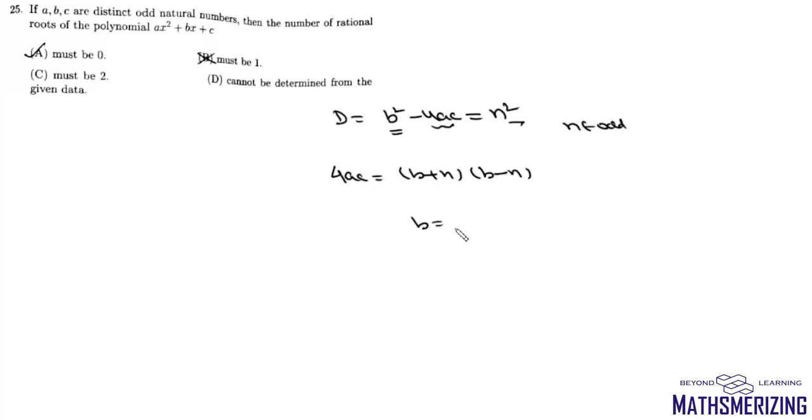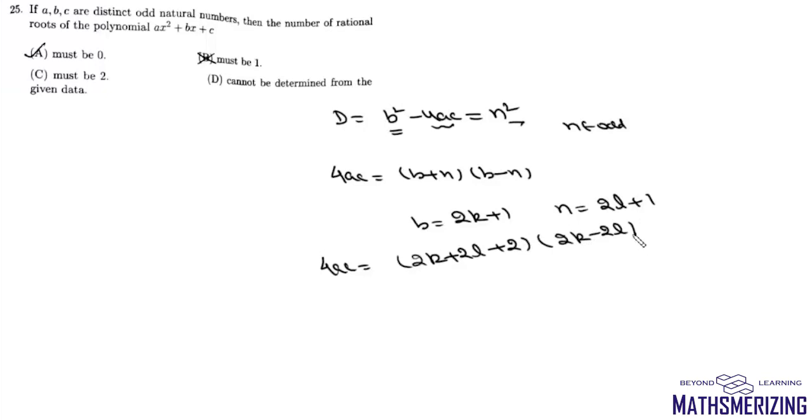Now let us say b is some 2k plus 1 and n is some 2l plus 1. Then we can write 4ac, and then b plus n will be 2k plus 2l plus 2, and b minus n will be 2k minus 2l. Now here 4 will cancel, then we'll get ac as k plus l plus 1 and then k minus l.